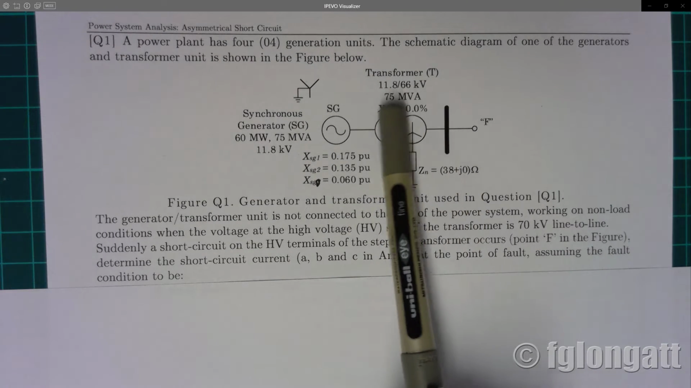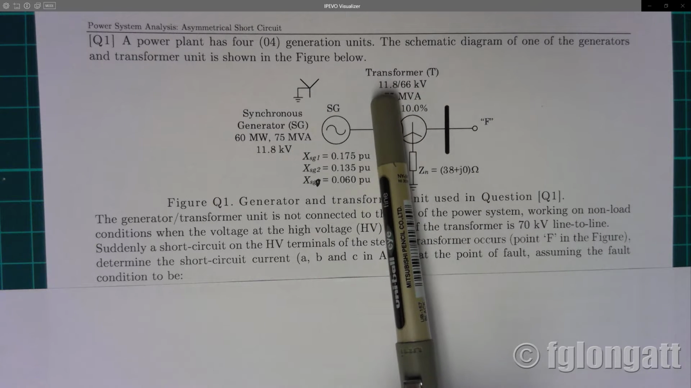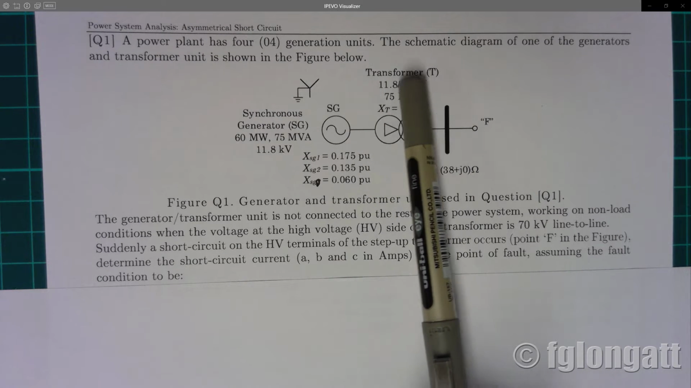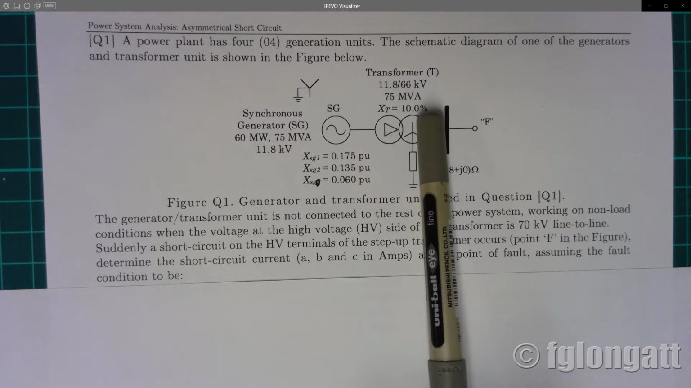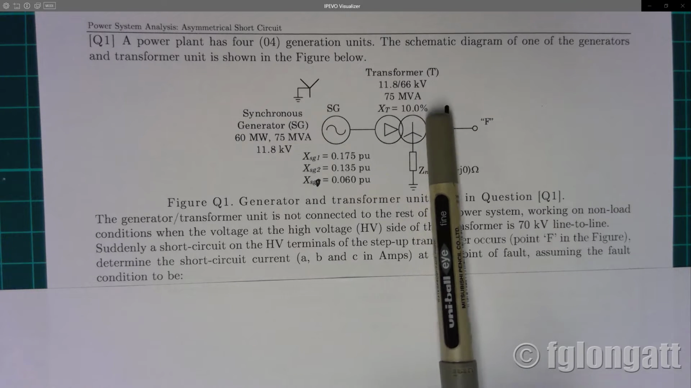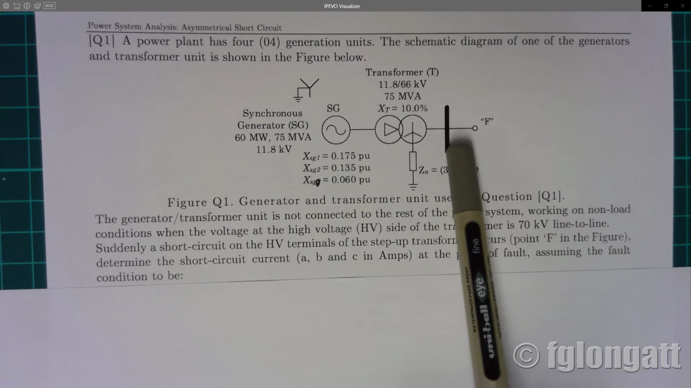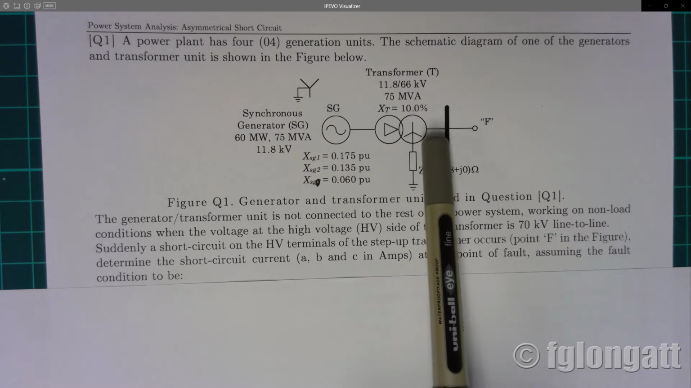And then we have a step up transformer, 11.8 to 66 kV, and this is a three-phase 75 MVA transformer, and the reactance of this transformer is 10%. The interesting thing here is this is a delta star connected transformer, but there is an impedance, in this case a 38 ohms resistance that is connecting the neutral point of this star to the grounding system.